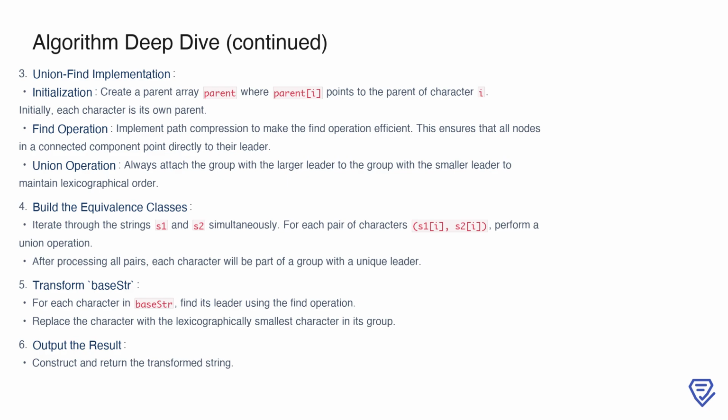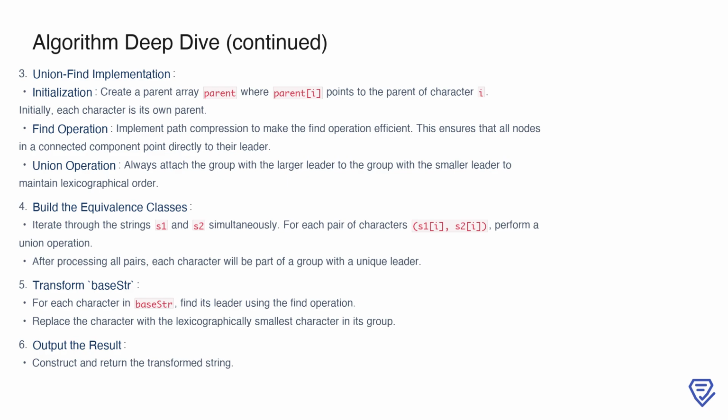Now, let's look at how union find is implemented for this problem. First, we initialize the data structure with a parent array, where each character initially points to itself as its own parent. This ensures that every character starts out in its own group. Then, the find operation is implemented with path compression, which makes the structure efficient by ensuring that all nodes in a connected component point directly to their group's leader. For the union operation, we always attach the group with the larger leader to the group with the smaller leader. This ensures that the smallest character in lexicographical order becomes the leader of the group.